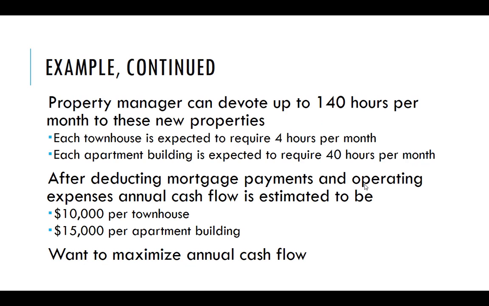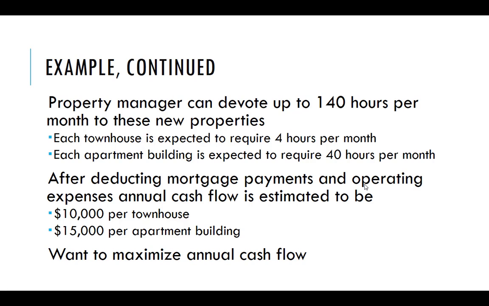The property manager, who has to be hired, can devote up to 140 hours per month on these new properties. Each townhouse is expected to require 4 hours per month. Each apartment building is expected to require 40 hours per month. After deducting mortgage payments and operating expenses, annual cash flow is estimated to be $10,000 per townhouse and $15,000 per apartment building. We would like to maximize annual cash flow. So I've just told you what the objective function should be. Maximize annual cash flow.